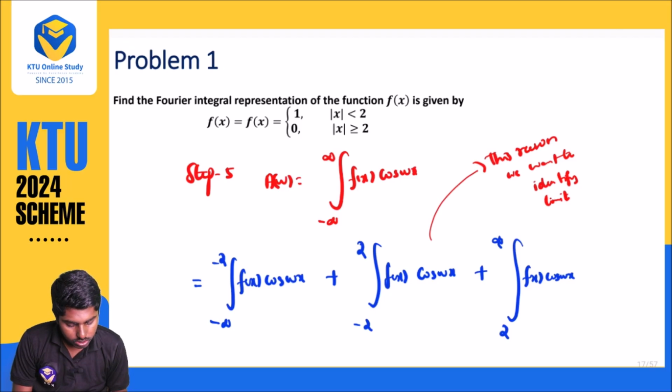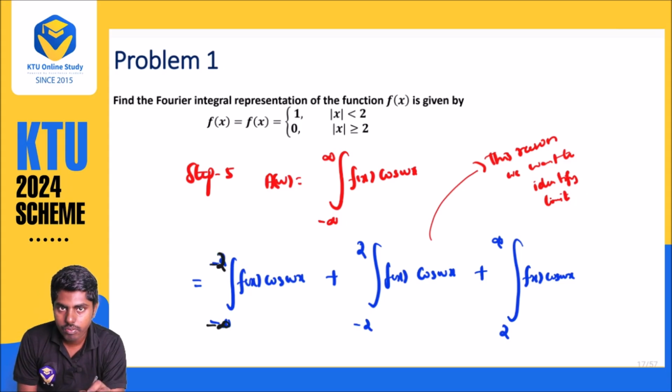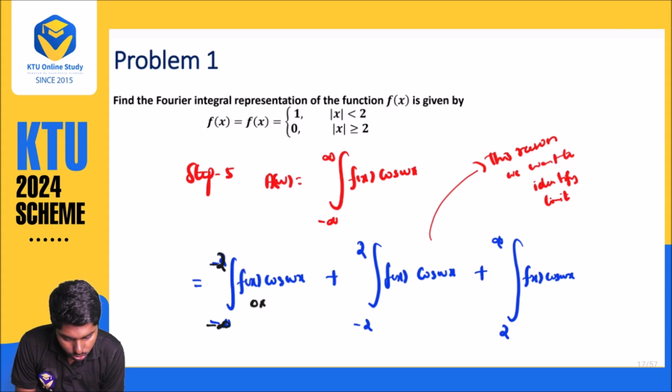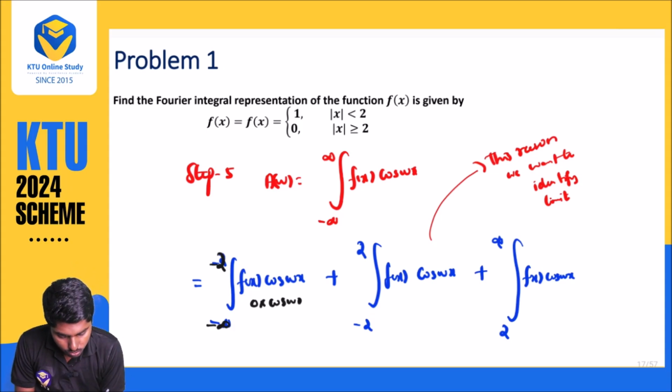Now just observe what the f of x value is here. From minus infinity to minus 2, our f of x value is 0. So 0 into cos omega x is 0, since 0 into any value is 0 only. So this term won't come.